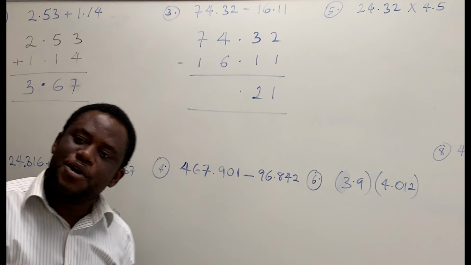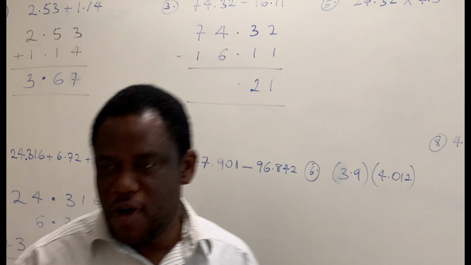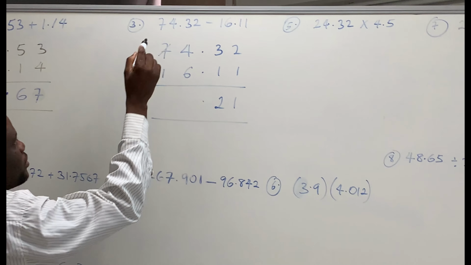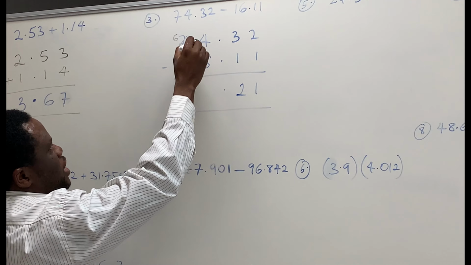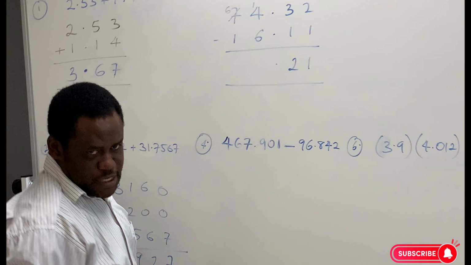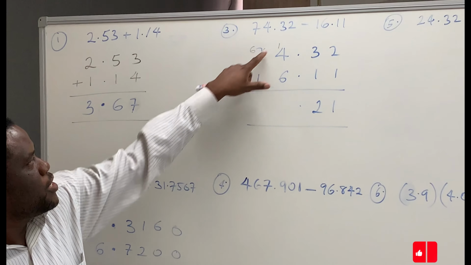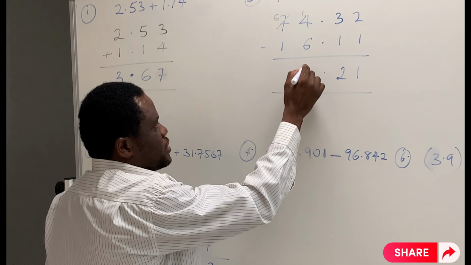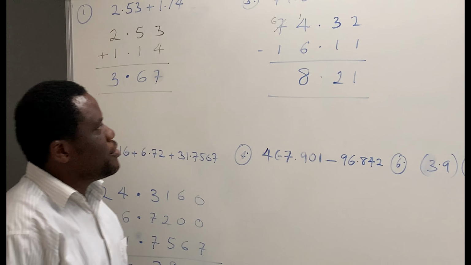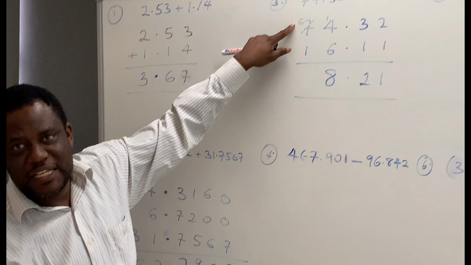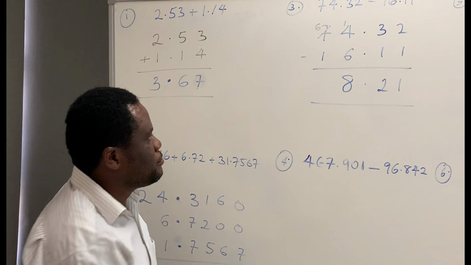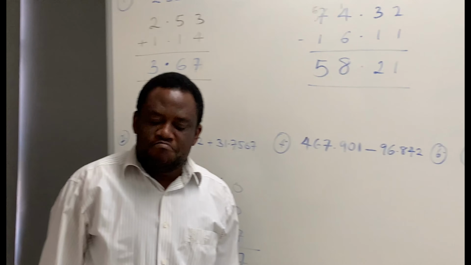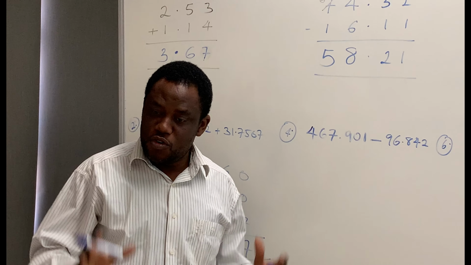4 minus 6, is it possible? It's not possible. What do we do? We have to borrow. If you borrow 1 from here, what is left here is 6. That 1 comes here and becomes 14. Now, 14 minus 6 gives us 8. What is left here is 6. So 6 minus 1 gives us 5. Please use your brain. Don't use computer brain.